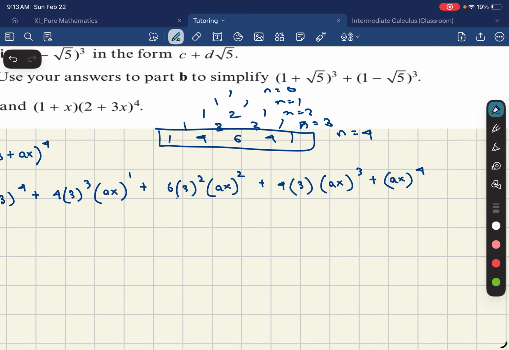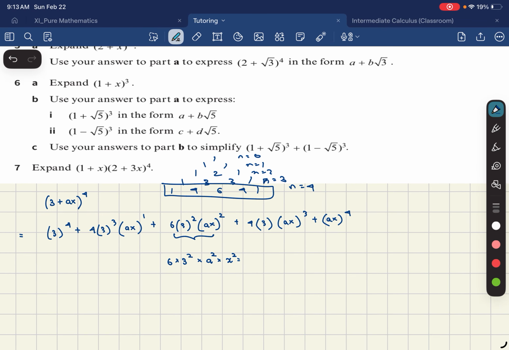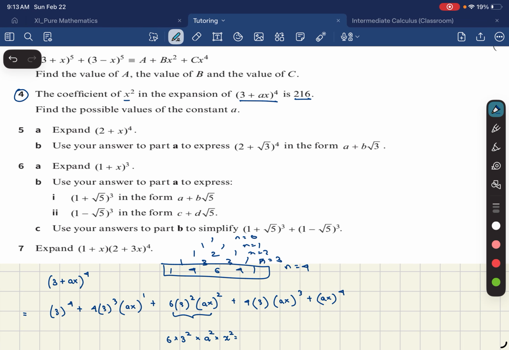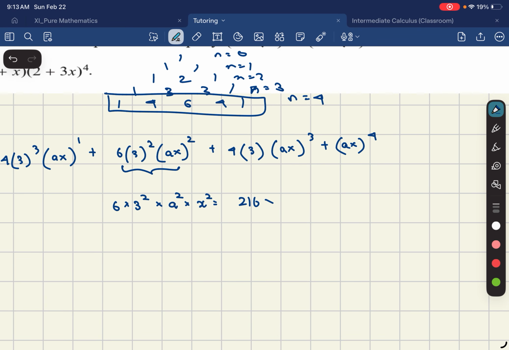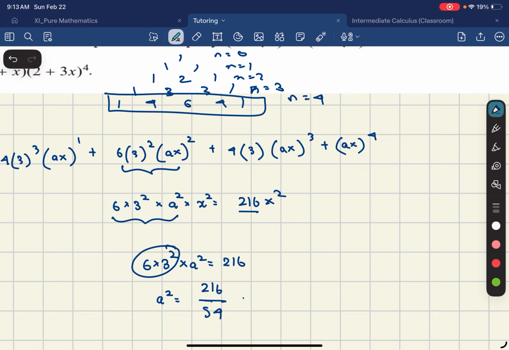And then we want to look at the squared term. This is the term. So 6 times 3 squared times a squared times x squared is given to have the coefficient 216. So we're saying that these numbers add up to 216. 6 times 3 squared times a squared is 216. A squared is therefore 216 divided by whatever this value is. And this value simplifies to 54 because it's 6 times 9. 216 divided by 54 is 4.